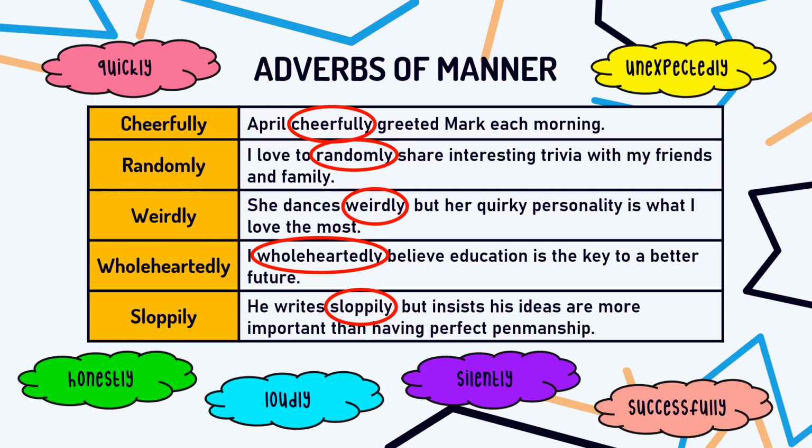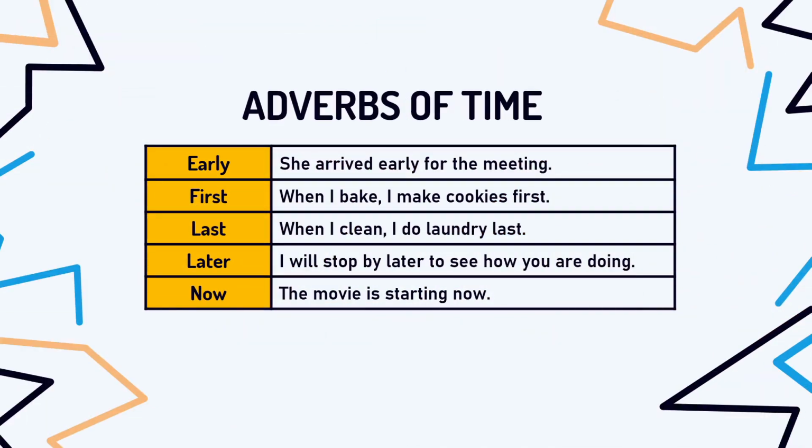So how are the verbs being carried out, performed? Okay, let's move on to adverbs of time. When you say time, it's describing when. When is that particular action happening? So for example, she arrived early for the meeting.